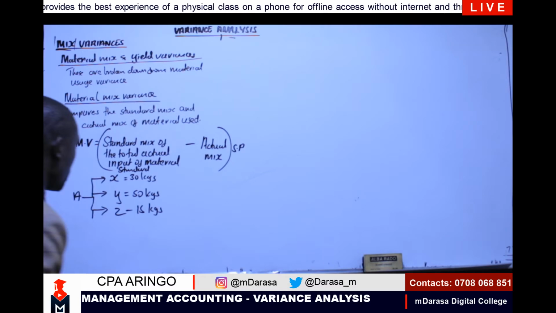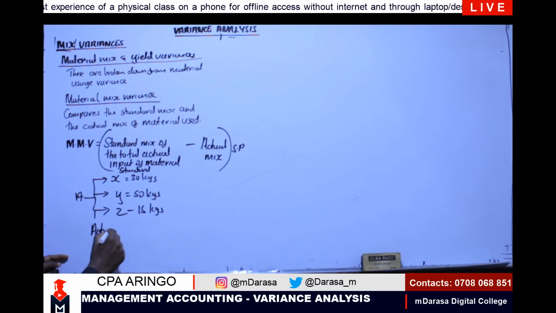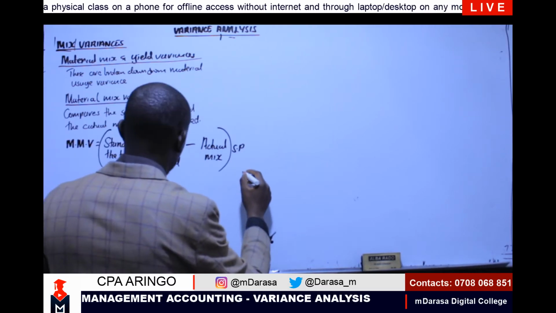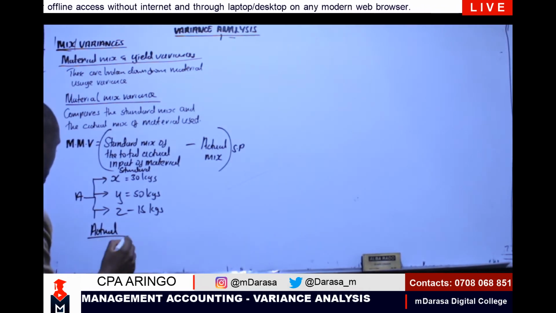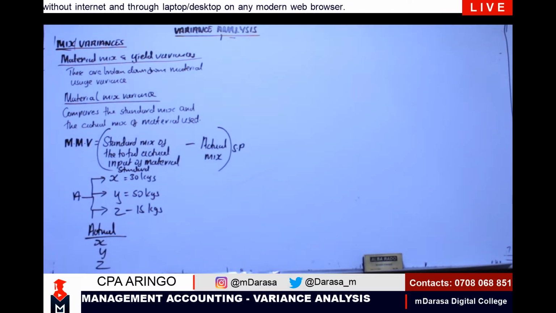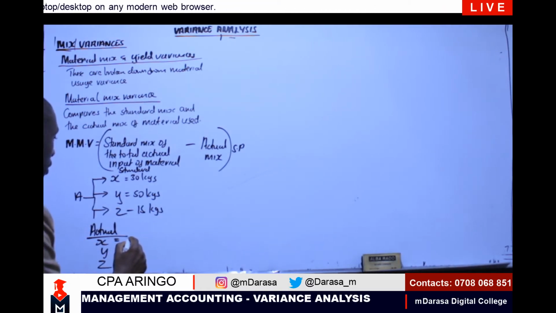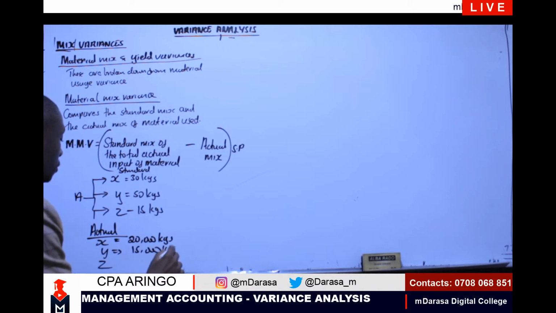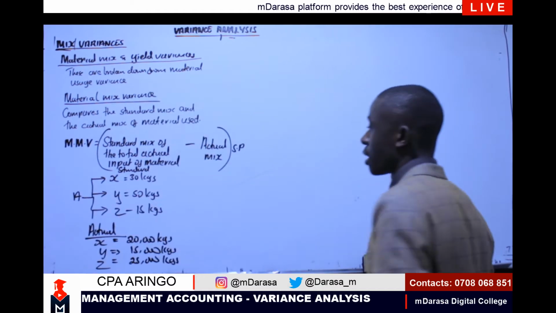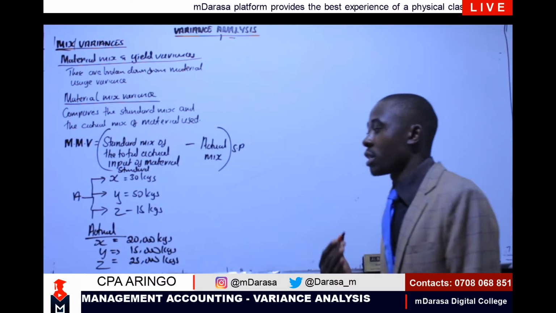Assuming in this case that our actual for X, Y, and Z, maybe I'm talking of 20,000 kgs for X, 15,000 kgs for Y, and maybe 25,000 kgs for the other one, Z. So this is the area that you should mark very clearly. This is the area that I want you guys to understand very well.